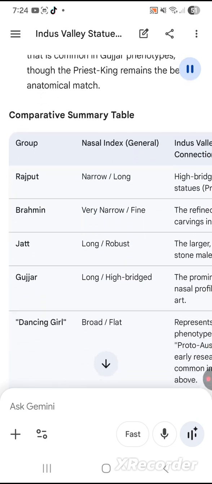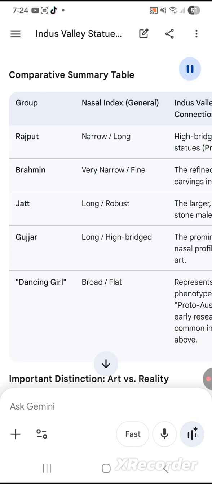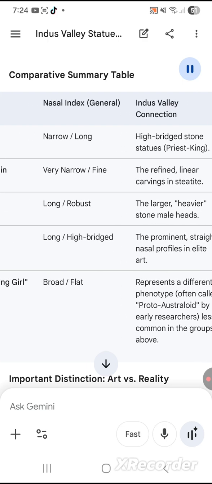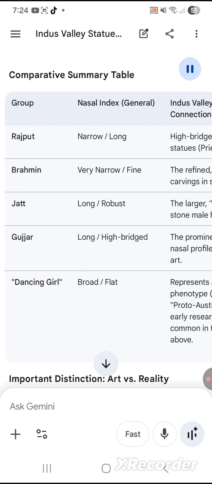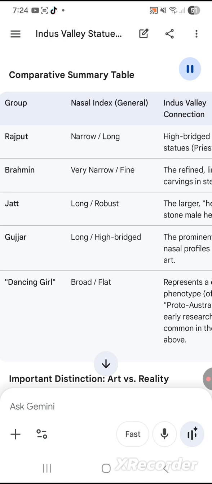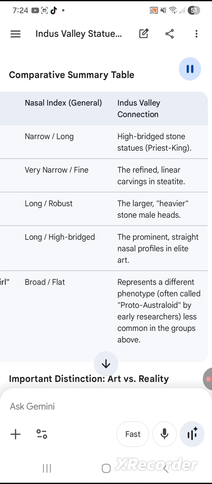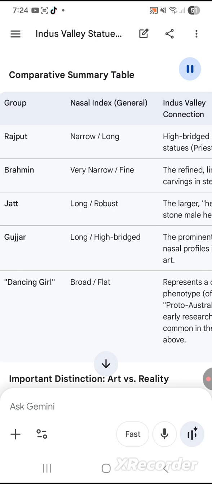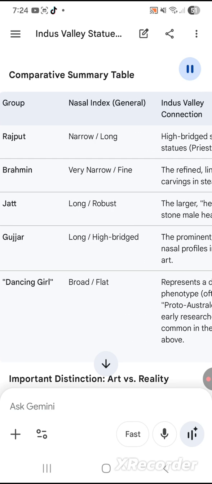Comparative summary table. Group, nasal index, general Indus Valley connection. Rajput: narrow/long, high-bridged stone statues, priest king. Brahmin: very narrow/fine, the refined, linear carvings in steatite. Jatt: long/robust, the larger, heavier stone male heads. Gujjar: long/high-bridged, the prominent, straight nasal profiles in elite art.